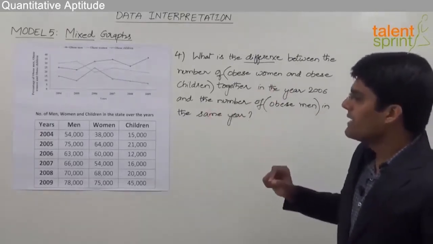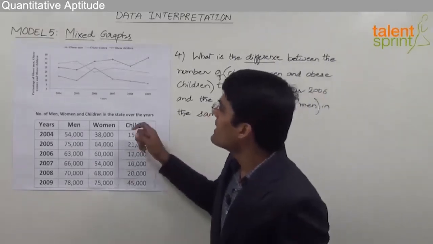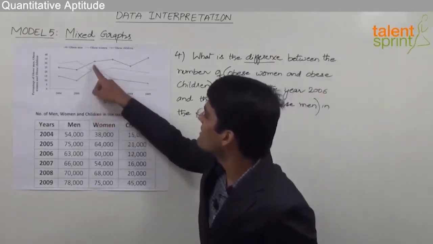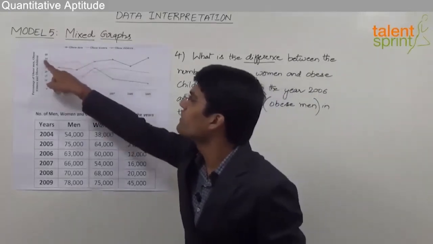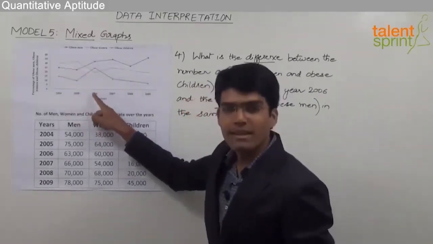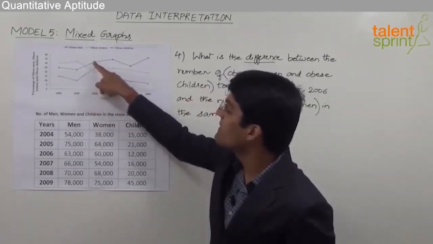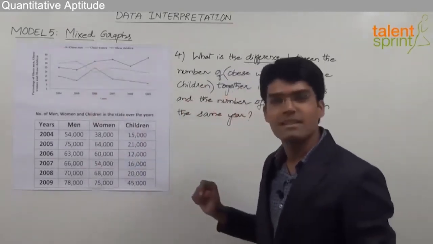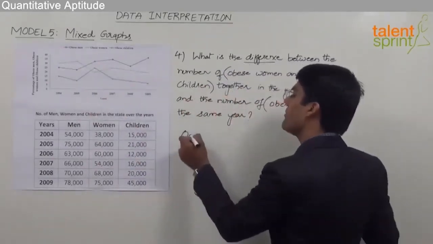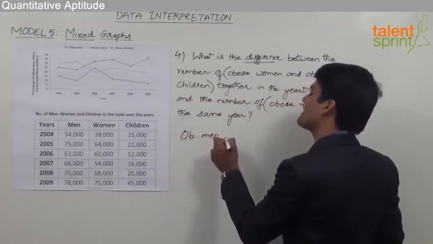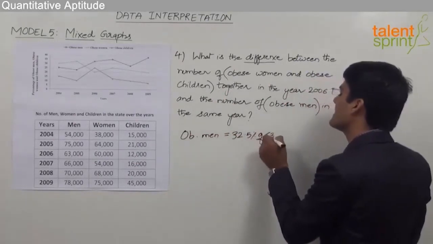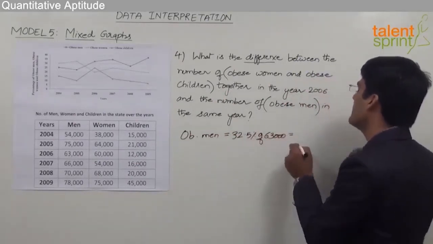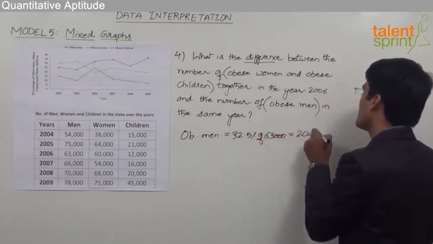Now, from the data here, we know that the percentage of obese men in 2006 is exactly between 30 and 35. So that can be taken as 32.5%. So the number of obese men in 2006 will be 32.5% of total. That is 63,000. So obese men in 2006 will be equal to 32.5% of 63,000. This will come out to be 20,475.